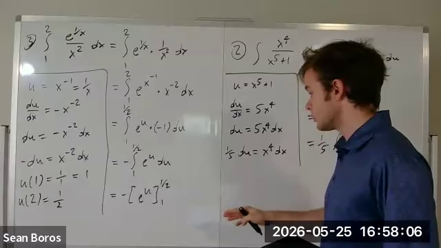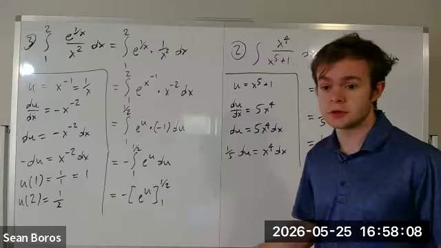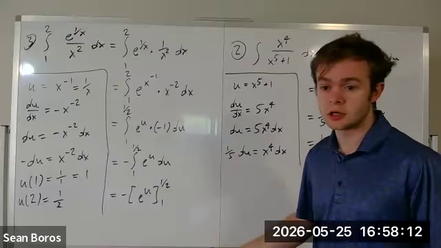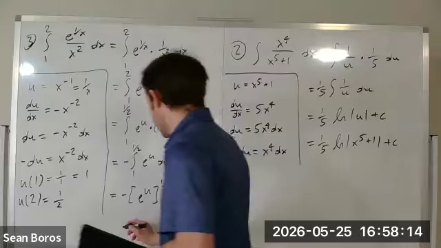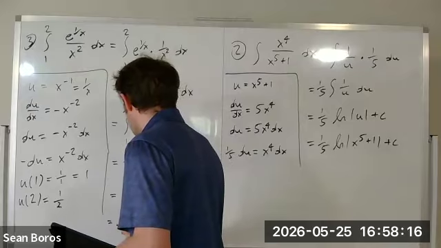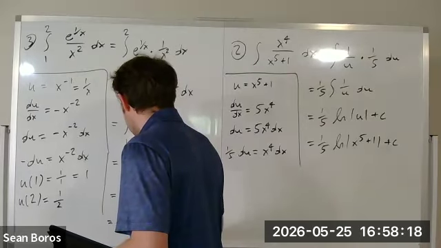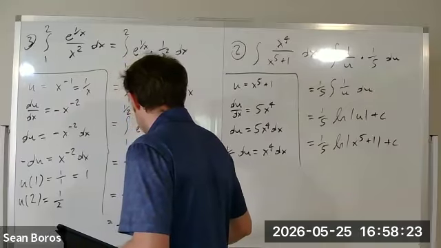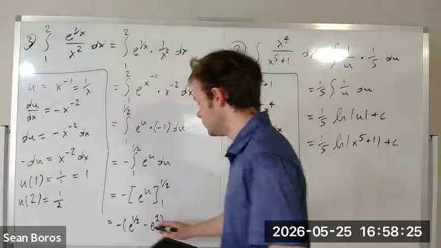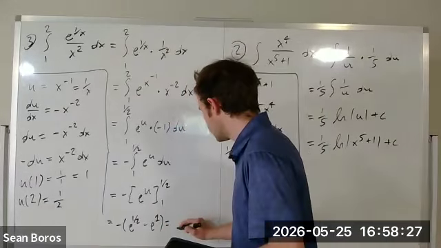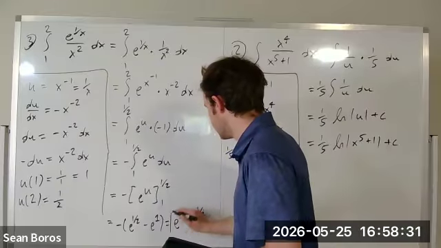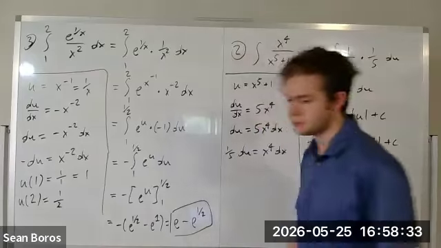So this is what we got here, and now we just need to plug in our numbers. Remember, for a definite integral, we plug in the top number and subtract what we get when we plug in the bottom. So we're going to get negative of e to the 1/2 minus e to the power of 1, which is the same thing as, if you multiply this by negative 1, e minus e to the 1/2. And that would be our answer.